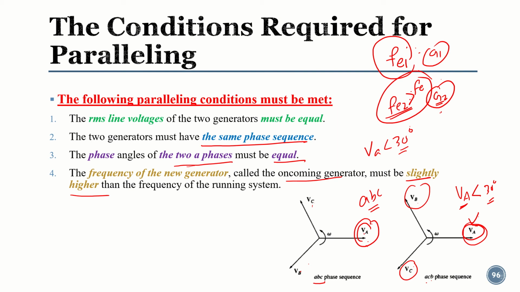Basically, if this frequency is higher, we can easily adjust the phase angle, and then when both systems are combined, they will operate at a combined system frequency. We call that the system frequency. We will see how, if two generators have different frequencies, we can calculate the system frequency. So these are the rules which must be met.